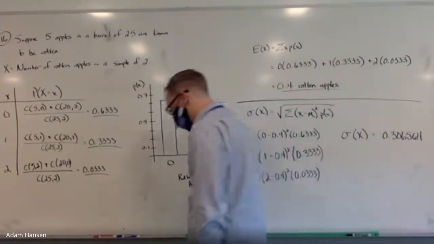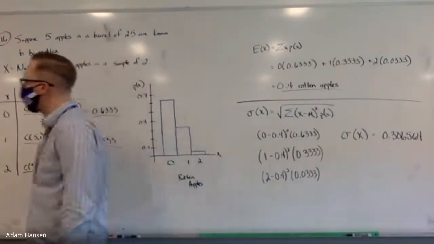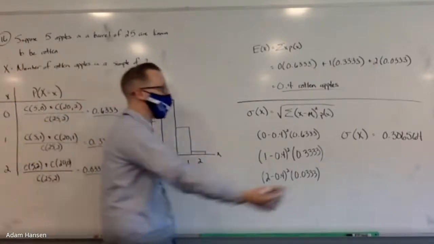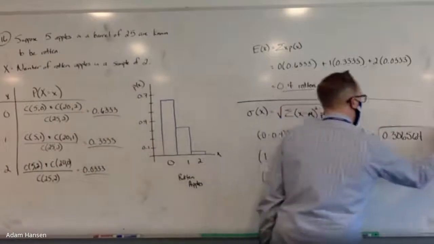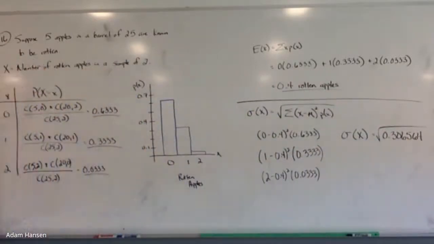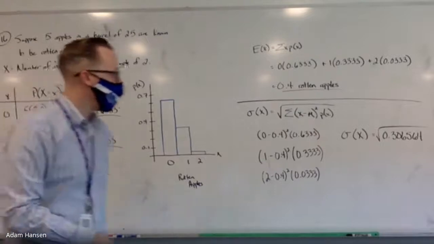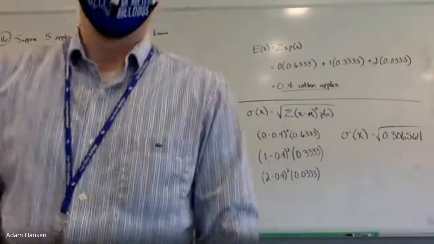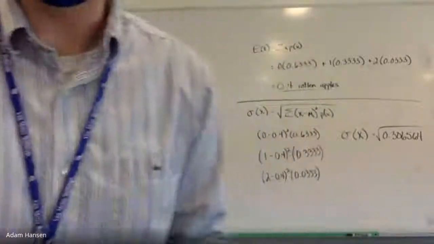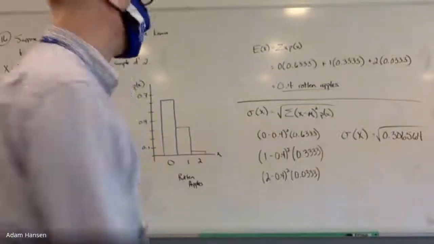So to put this back in terms of rotten apples, I've squared everything. What's the opposite of squaring something? Square roots. So take the square root of that value. The standard deviation is the square root of the overall variance. Because I squared the differences, to put it back in terms of our situation, I have to take the square root. So the square root of that last answer is about 0.5537.